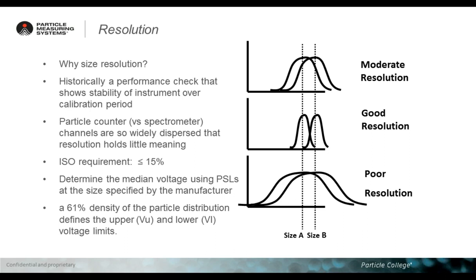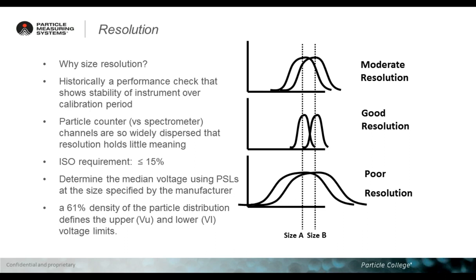So what happens if the instrument has a poor resolution? Have a look at the size A and size B thresholds. They are very close to each other. In the poor resolution case, when the instrument detects the pulse, the two curves are almost overlapping. This means that the instrument will not be able to tell if the particle just counted refers to size A or size B.